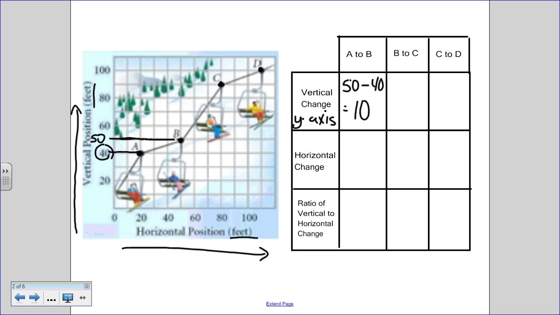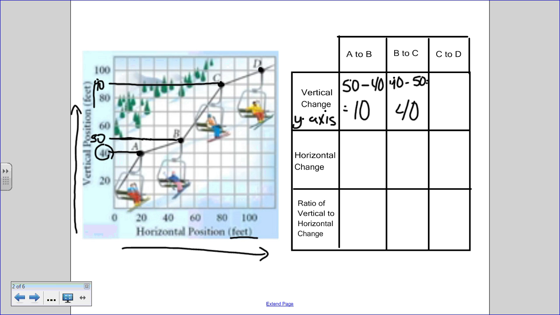For point B to C, we can repeat the same process. We see already that point B is at 50 feet. If we go up to point C and follow it across the y-axis, we'll see it marked at a distance of 90 feet. Then, to find our vertical change, we can repeat the same process. 90 feet minus 50 feet gives us what? You're right if you said 40 feet.